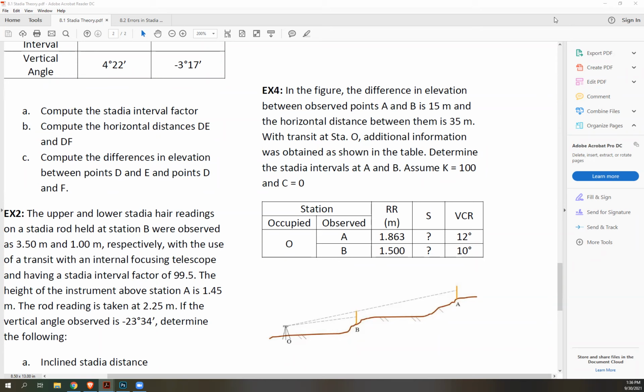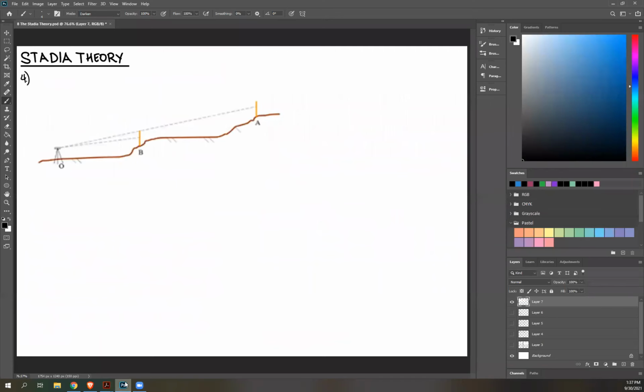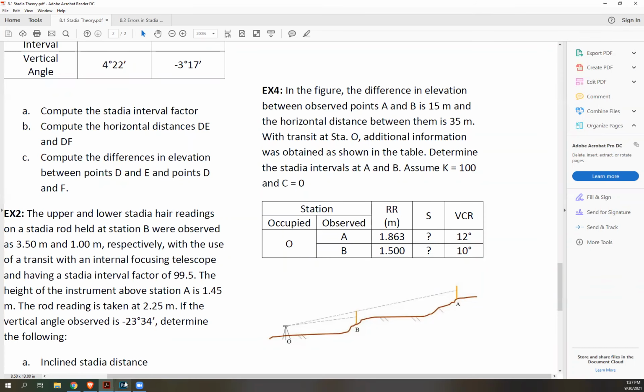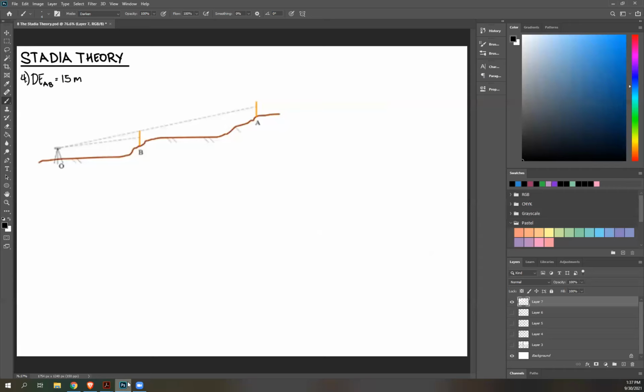So first, let's start out with writing the given. Difference in elevation between A and B is 15. So let's call that DE for this difference in elevation for A and B, 15 meters. Next, horizontal distance between them, 35. So horizontal distance is H.